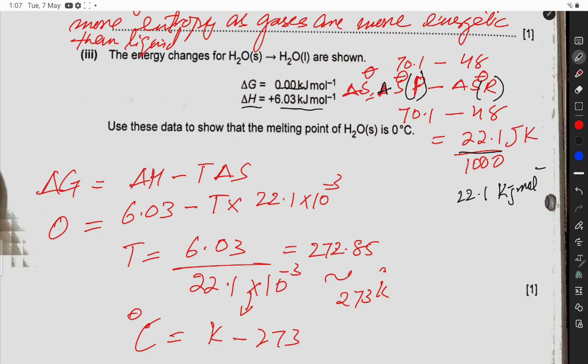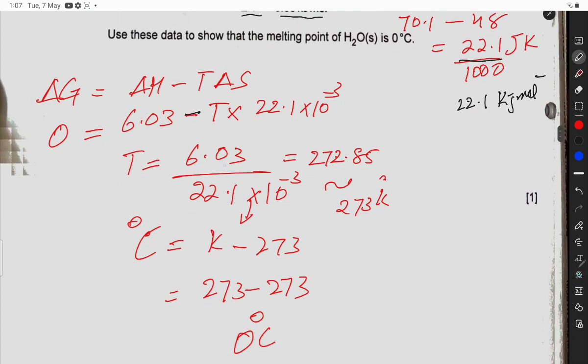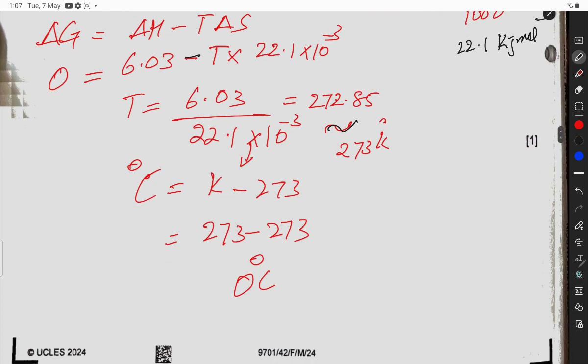So ΔG = 0 is equal to ΔH, 6.03, minus T into 22.1 into 10 raised to the power minus 3. So T is equal to 6.03 over 22.1 into 10 raised to the power minus 3, which is equal to 272.85, approximately 273 Kelvin. So we know degree centigrade is equal to Kelvin minus 273. So 273 Kelvin is 273 minus 273, which is equal to 0 degree centigrade.